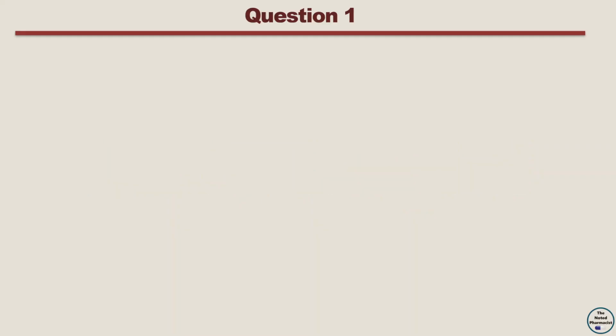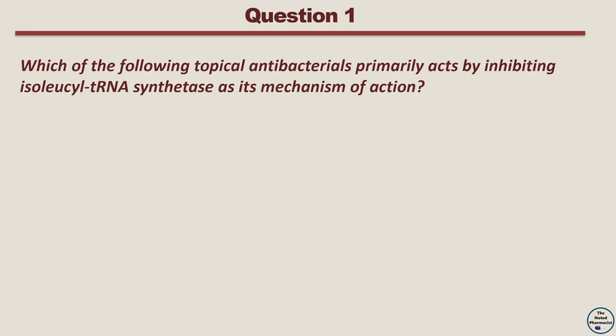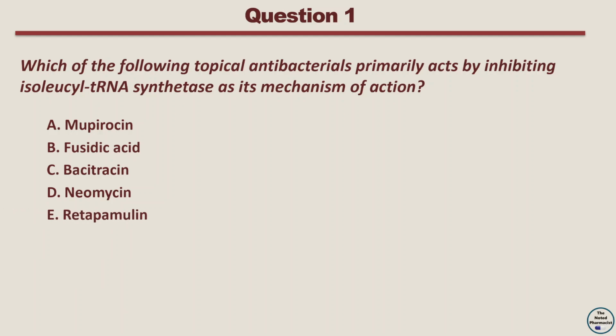Question 1. Which of the following topical antibacterials primarily acts by inhibiting isoleucyl-tRNA synthetase as its mechanism of action? Option A, mupirocin. Option B, fusidic acid. Option C, bacitracin. Option D, neomycin. Option E, retapamulin.